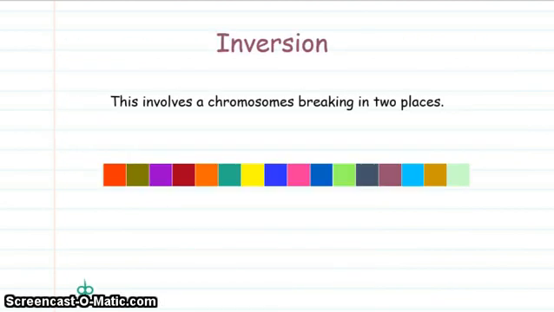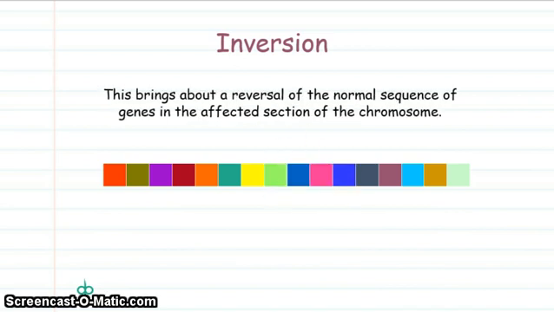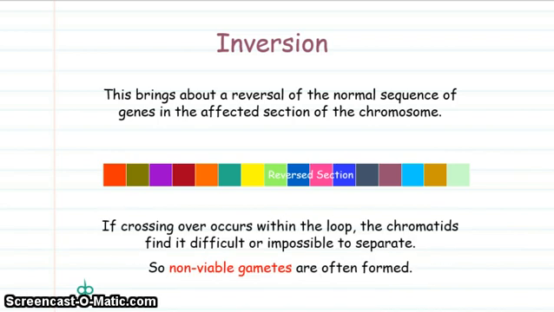Next type, an inversion. Once again, breaks occur in the chromosomes and the section of genes flips around and is now back to front, as it were. There's the reverse section. Okay, so after the genes have been inverted within the chromosome, when that chromosome tries to pair up with its non-mutated homologous partner, it can't do so properly. So often non-viable gametes are produced during meiosis.